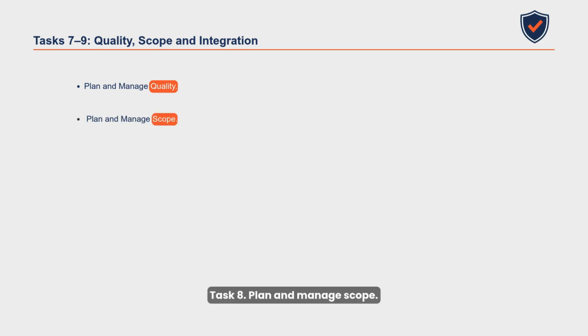Task 8. Plan and manage scope. Defining what is and is not included in the project, creating the WBS, and controlling scope throughout execution. Scope creep and change control are heavily tested here.